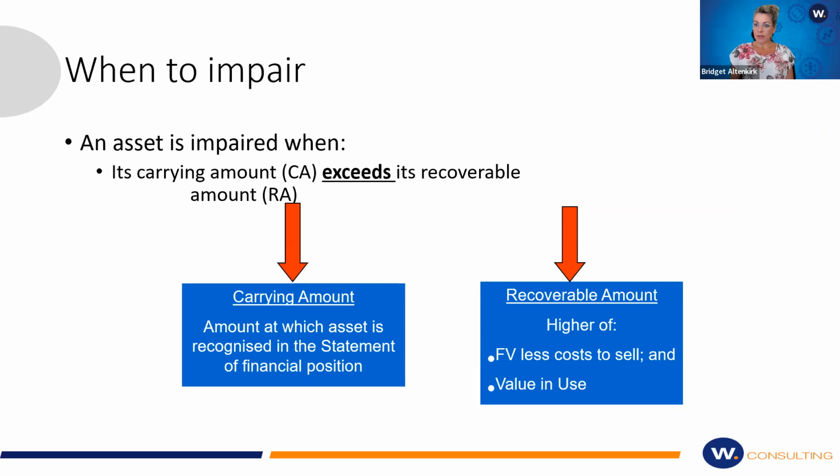So that is the general principle of IAS 36. If an asset is tested for impairment, you compare the carrying amount to the recoverable amount. The recoverable amount is the higher of two numbers: fair value less cost to sell, or value in use. If the recoverable amount is lower than the carrying amount, the difference between the carrying amount and the recoverable amount is the amount which is recognized as an impairment loss in profit and loss in the period in which it is determined.